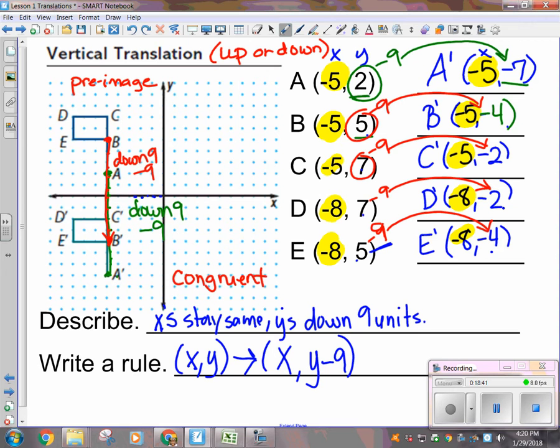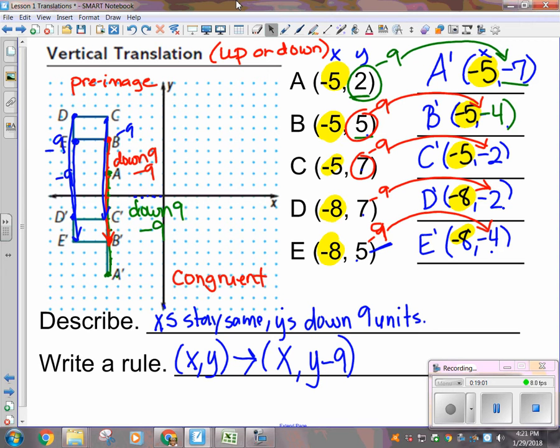And I went down 9 for every one. So if I counted from E to E prime, I would go down 9. If I go from D to D prime, again, -9. From C to C prime, -9. What you do to one point, you must do the same thing so that the picture stays perfect. All right, that's a vertical translation.